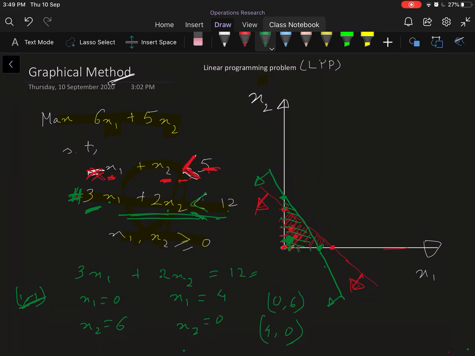Now see, why have we considered only this first quadrant and not this entire xy coordinate system? That's because this particular condition is there, that is x1 and x2 greater than or equal to 0. That is, be it any value of x1 or x2, they always have to be either greater than 0 or equal to 0.